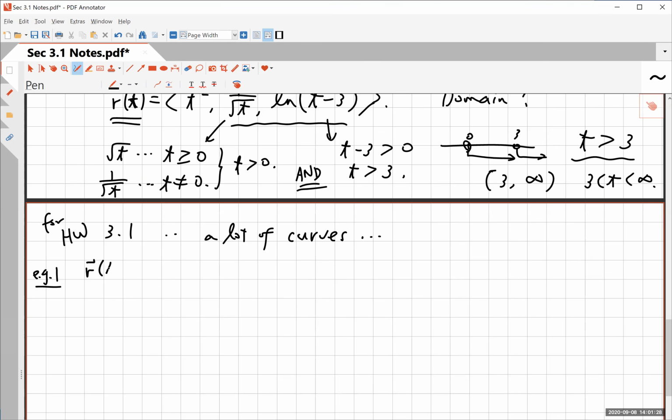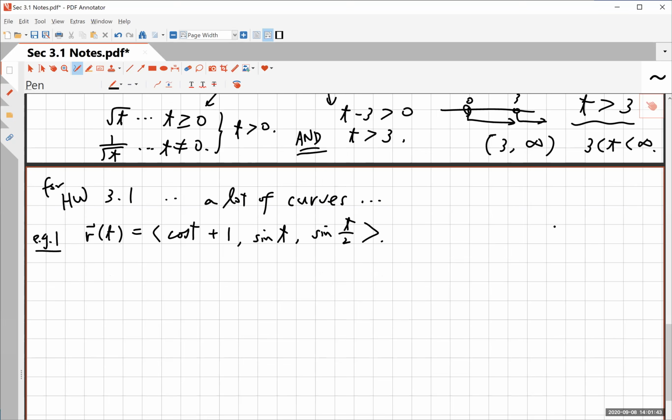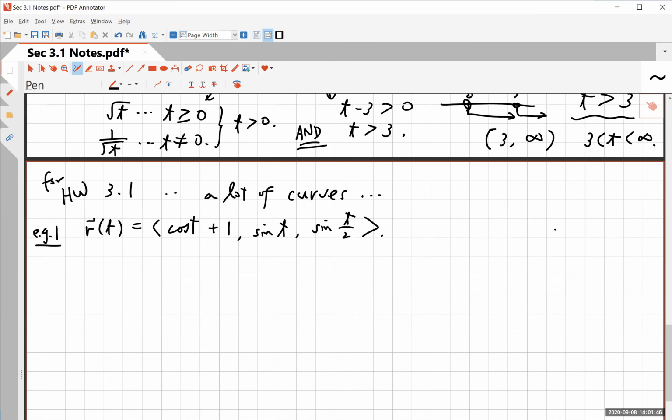Let's say your vector valued function r of t is cosine of t plus 1, sine of t, and sine of t over 2 or something. So how would you find that? Well, you can't just do cosine x squared plus y squared, because x squared plus y squared is not going to mean anything. But notice here, you can subtract 1 from x. If you subtract 1 from this x here, it'll be cosine t. And so you can square that, and then you can square y, and so that would be cosine squared plus sine squared is equal to 1, right?